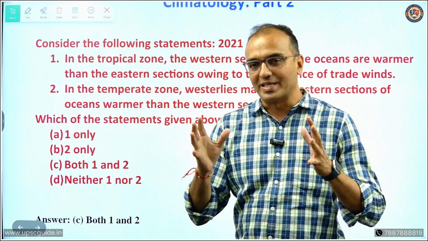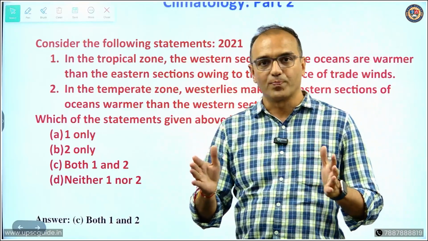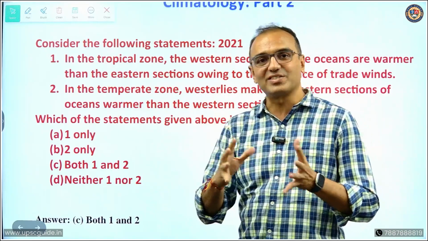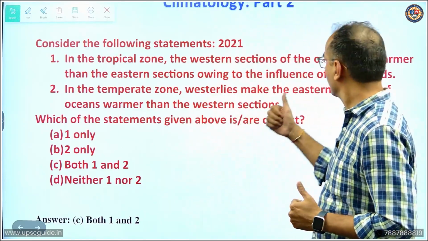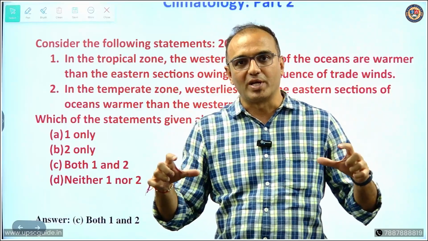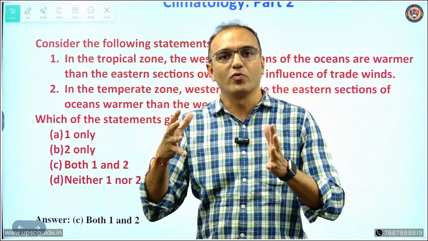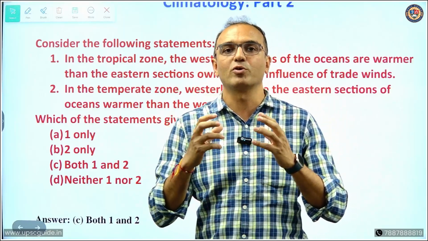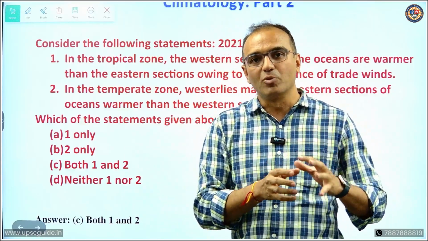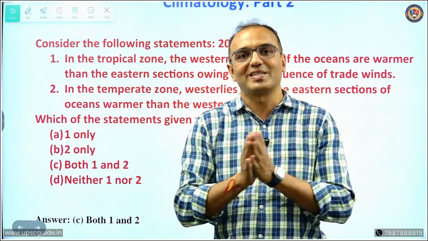trade winds. Now, this is asking you about the temperature of the ocean water, and it is saying that in the tropical zone, in the tropics, the western section is warmer than the eastern section of the oceans. And why? Because of the influence of trade winds. This is correct. If you look at, say, the Atlantic Ocean, in the tropical belt, you have trade winds broadly moving from east towards the west. Now, when you are moving from east to west, trade winds are going to carry the warm water of the surface of the ocean towards the west. This accumulates the warm water towards the west, resulting in a warmer ocean towards the west than the east.